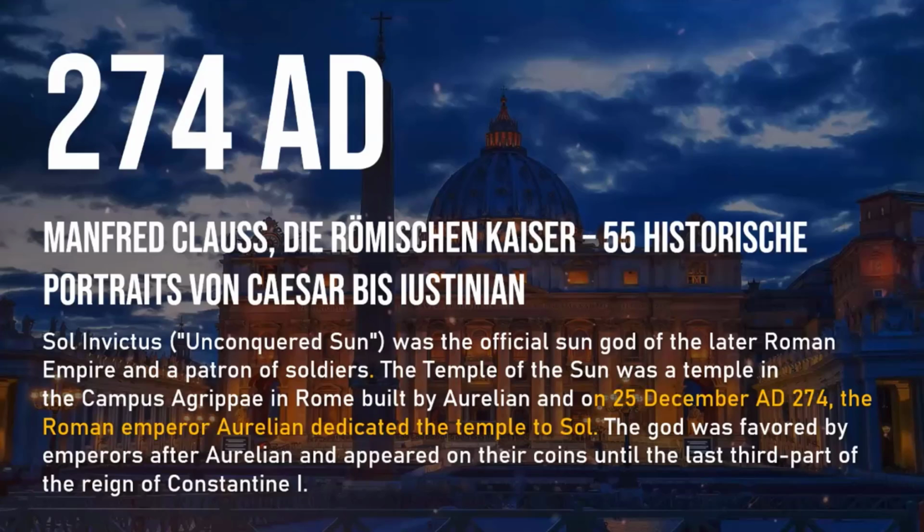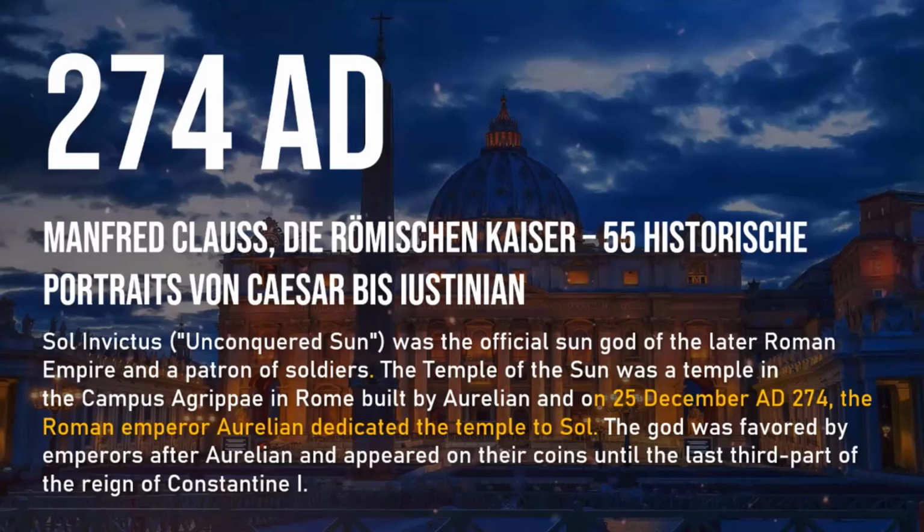274 AD, Manfred Claus, in his history of the Justinian, I can't read that, Caesar of Justinian. So there's this piece called the Justinian Code. Justinian was in the Byzantine Empire, but this quote says, Sol Invictus, the unconquered sun, was the official sun god of the later Roman Empire and a patron of soldiers. The Temple of the Sun was a temple in the campus of Agrippa in Rome, built by Aurelian on the 25th of December, 274. The Roman Emperor Aurelian dedicated the temple to Sol.